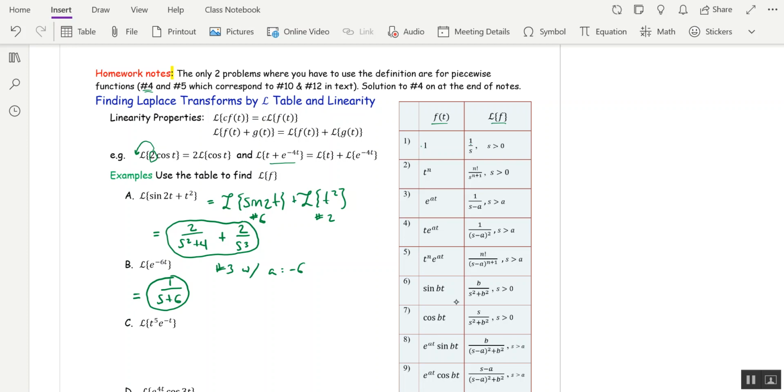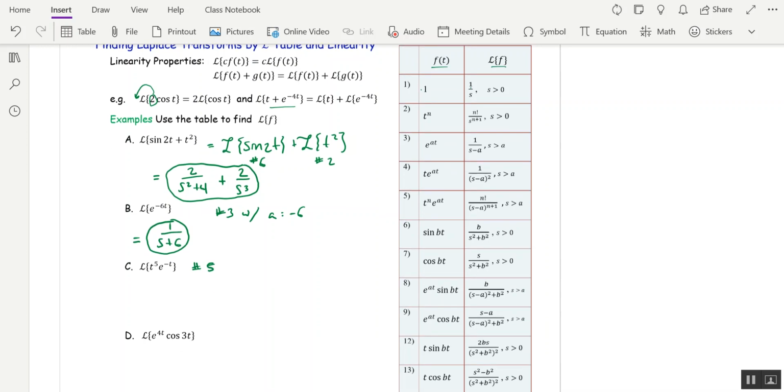All right. Next one is my favorite formula, number 5. Sometimes when you're starting out, this can be a little bit tricky, so it's helpful to write down what the parameters are. If you're using formula 5, n is 5, and a is the coefficient of t, which is negative 1. So by formula 5, we want 5 factorial over s minus a, which is s plus 1, and then we add 1 to the exponent, and that's 6, and 5 factorial is 120, I believe.